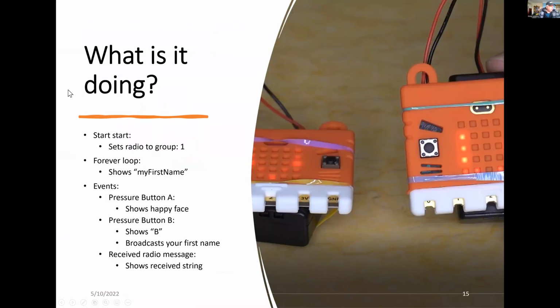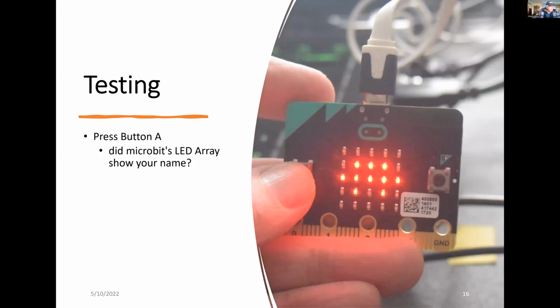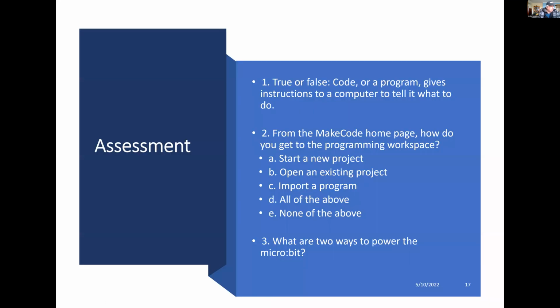And here's our program. And so what it's doing right at the start, we set the radio to group 1 or channel 1. And in the forever, we're going to show my name is. In the event, when we press button A and button B, they do something. And we have another button there for receive message. And we test that to see if it worked.